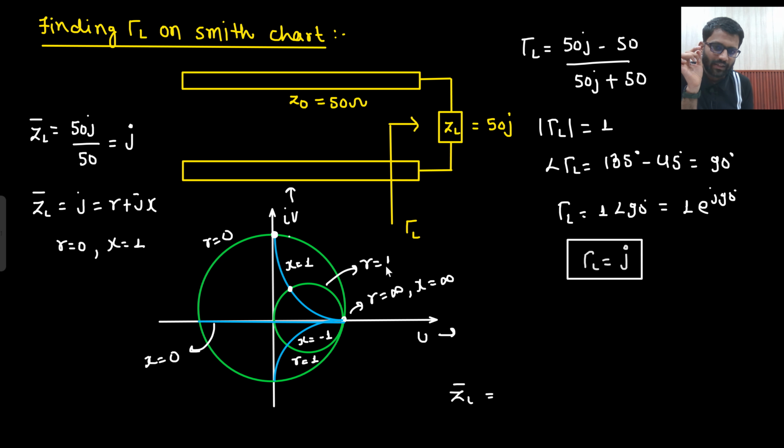This circle is R equals to 1. So this point P, at point P, what is the value of ZL dash? Here R equals to 1 and X equals to 1 circles are cutting. That means ZL dash is 1 plus J at point P.